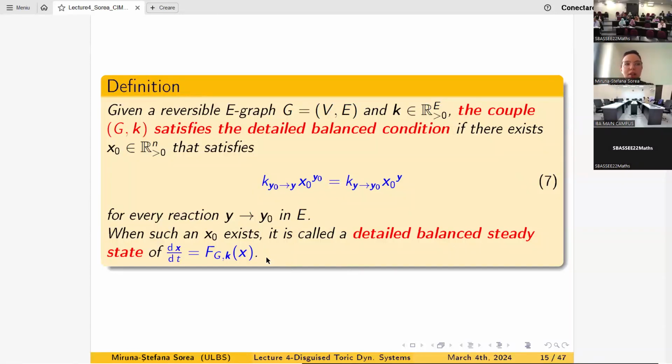And why did I introduce this new definition? It is known, and one can prove, maybe during the tutorial we can prove this, that if a steady state is detailed balanced, it is also complex balanced. So detailed balance implies complex balance, and we will need this in the work that follows. So we have the notion of complex balance, and we have the notion of detailed balance.